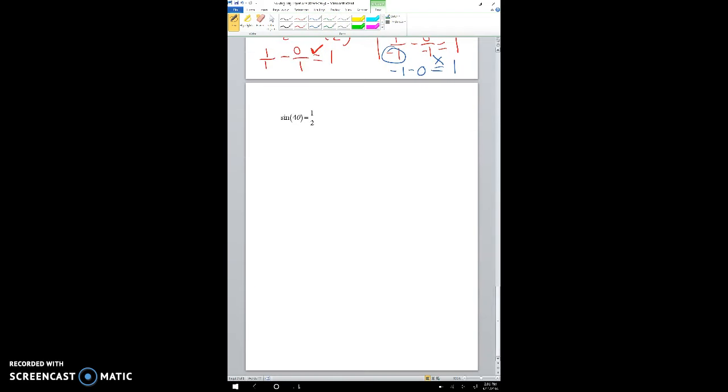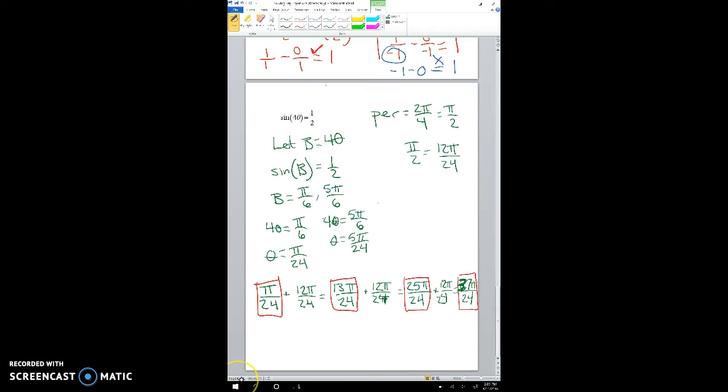Okay, last type of equation here. I'm going to write some stuff out and explain it. Okay, so I let b stand for 4 theta. So then you get the simple equation sine of b equals 1/2. That happens at pi over 6 and 5 pi over 6. So then you just plug back in for what b stood for. That gives you base solutions of pi over 24 and 5 pi over 24 when you plug back in for b.